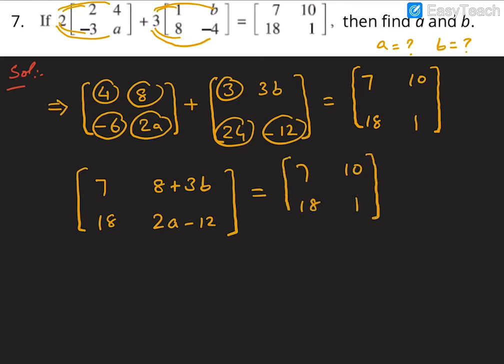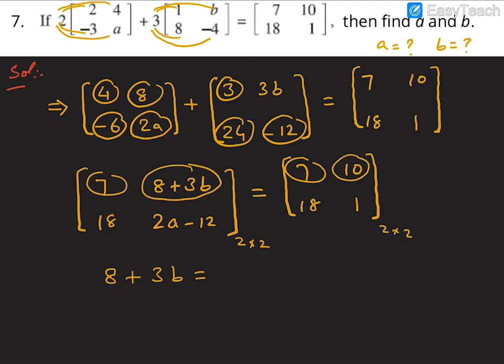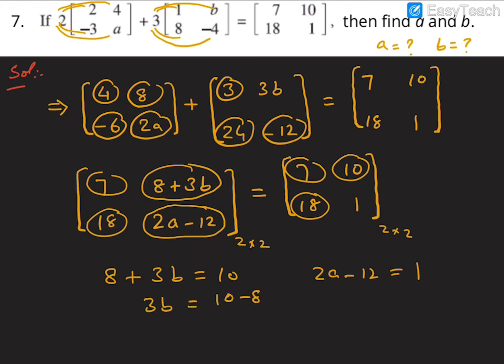Now you know the definition of equality of two matrices. Two matrices are said to be equal if their order is same, order is 2 by 2, and the corresponding elements must be same. So 7 equals 7, 8 plus 3B must be equal to 10. 18 equals 18, and 2A minus 12 must be equal to 1. So 3B is equal to 10 minus 8, which will be 2. So B is equal to 2 by 3, divide by 3 on both sides. So we got B.